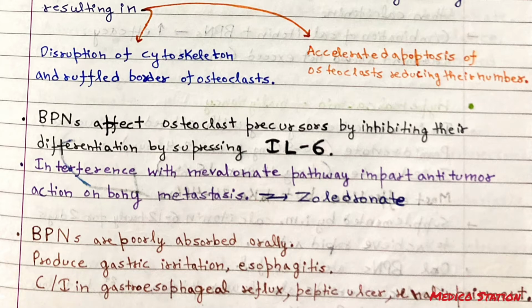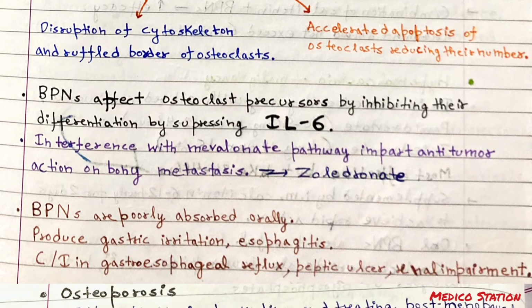Bisphosphonates are poorly absorbed orally, produce gastric irritation and esophagitis, and are contraindicated in gastroesophageal reflux, peptic ulcer, and renal impairment.